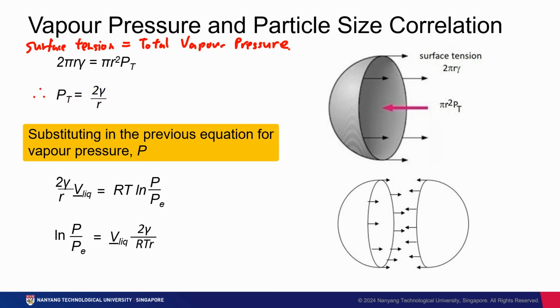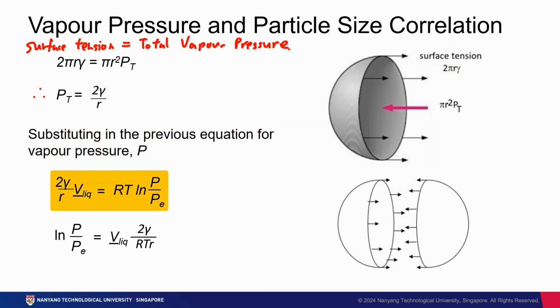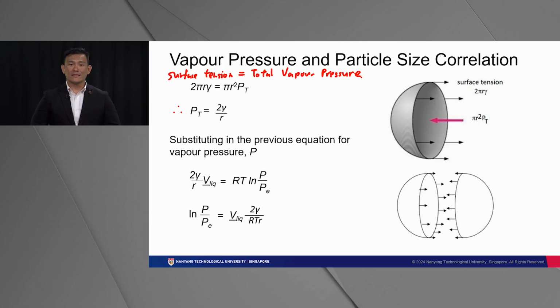Substituting this into the previous equation for vapor pressure P, we will end up with this expression, which can be simplified to this expression. Now, this is a very important equation because it demonstrates the inverse relationship between partial pressure and the radius of the particle. So what this means is that small particles or small droplets will have more pressure acting on them. And this really explains the phenomenon of smaller droplets combining with each other to form a larger droplet until it reaches an equilibrium. This is a very important concept in materials engineering, as you can use it to manipulate the strengths and hardnesses of many different kinds of materials.